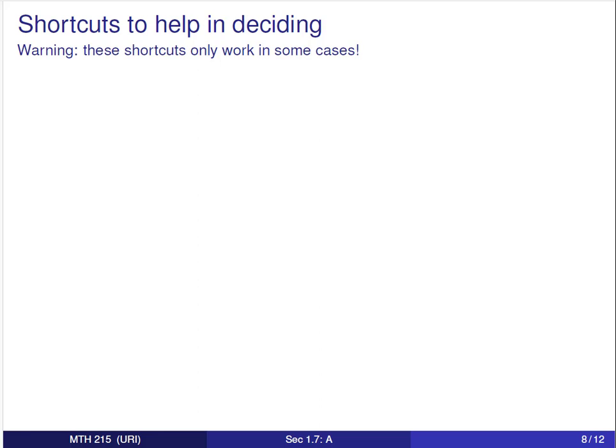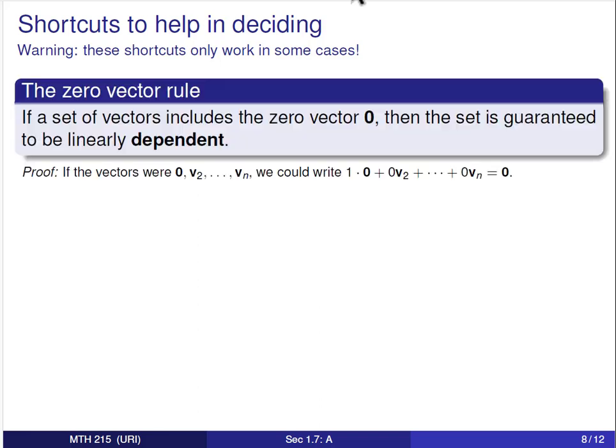Okay, now as we decide whether sets of vectors are linearly independent or dependent, there are a couple shortcuts that can help us to decide in some cases. Now I'll warn you up front that these shortcuts work only in the cases that we're going to talk about. They can't help you decide whether every set is linearly dependent or independent. But let's see what we start with.